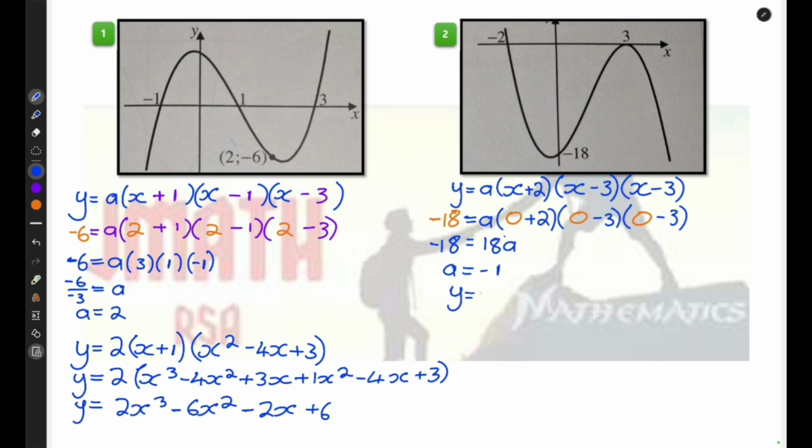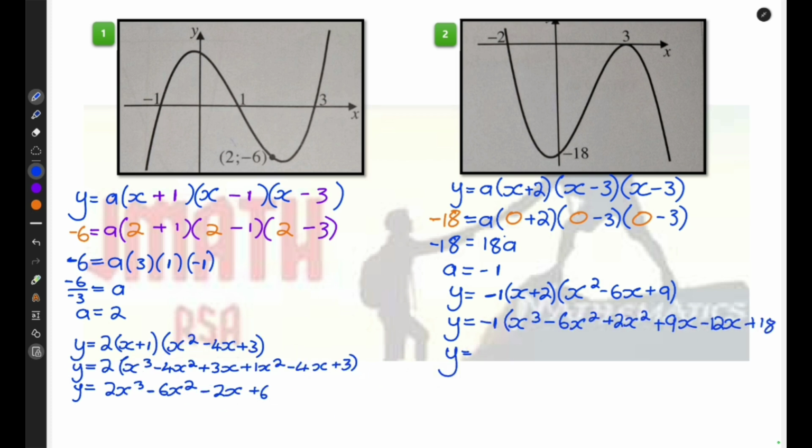Now that I know a is -1, I can just write it there and start foiling the bracket. So x minus 3 times x minus 3 gives me x squared minus 6x plus 9, and then just foil the rest. And my final answer to this question would be minus x cubed, and then -6 plus 2 gives me -4, times the minus gives me plus 4x squared. 9 minus 12 is -3, times -1 is plus 3x, and then plus 18 times -1 gives me -18. Perfect. That is how I use the 3 brackets formula to get the equation of a cubic.